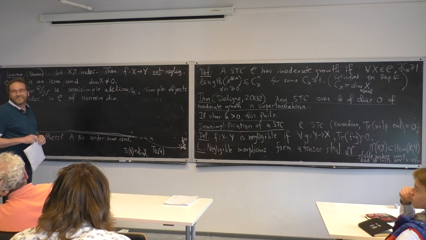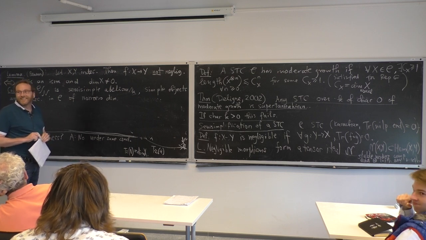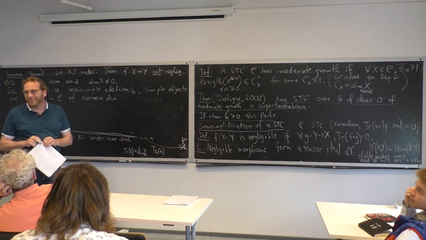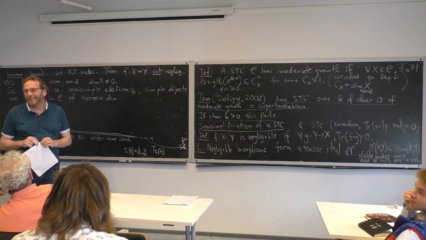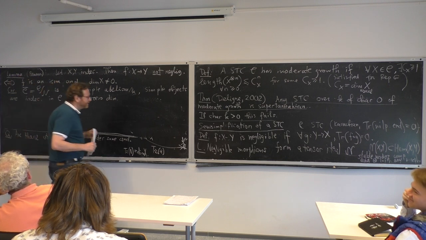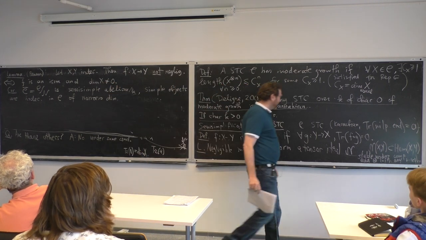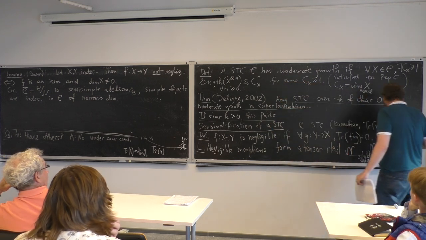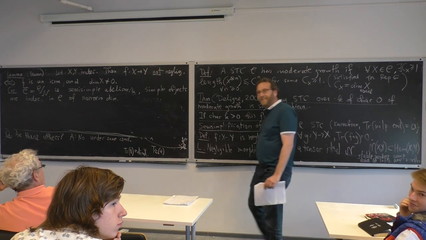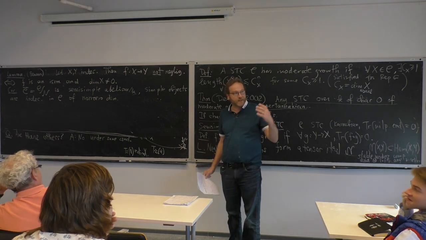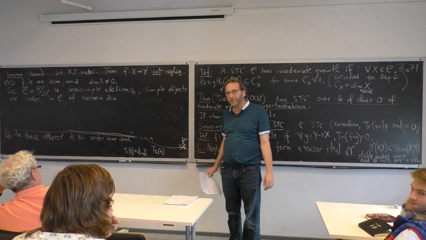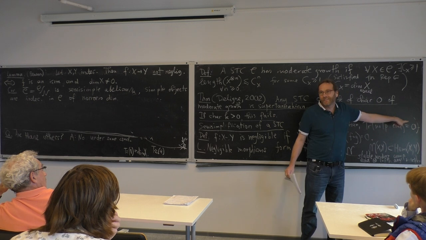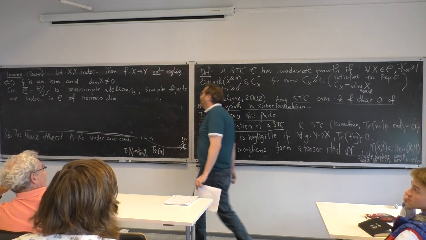No? He didn't know? Okay. But maybe less was known about it. Maybe, for example, this property wasn't. You can always complete, Karoubian completion. But for example, is it clear that you have this property there? Yes? Okay.